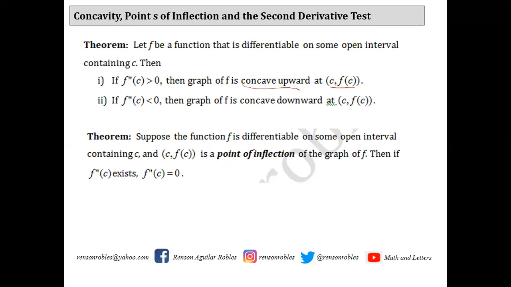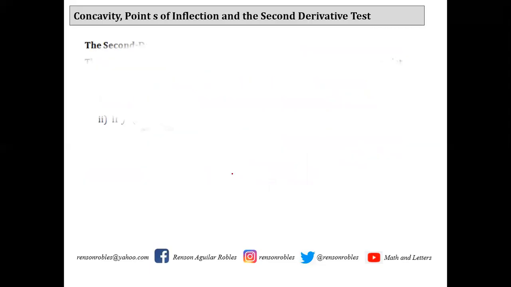Suppose the function f is differentiable on some open interval containing c, and the point (c, f(c)) is a point of inflection of the graph of f, then f double prime of c exists, and f double prime of c equals 0. Okay, so whenever the second derivative of the function f is equal to 0, then we can identify the point of inflection.